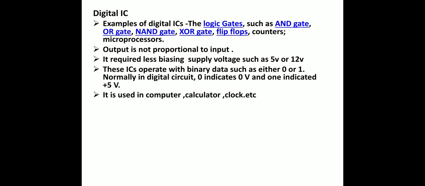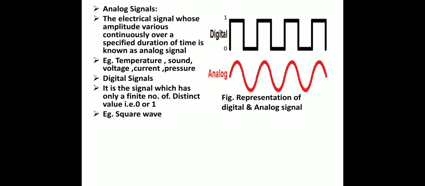Digital ICs operate with binary data, either 0 or 1. Normally in a digital circuit, 0 indicates 0 volt and 1 indicates plus 5 volt. Digital ICs are used in computers, calculators, clocks, and so on.